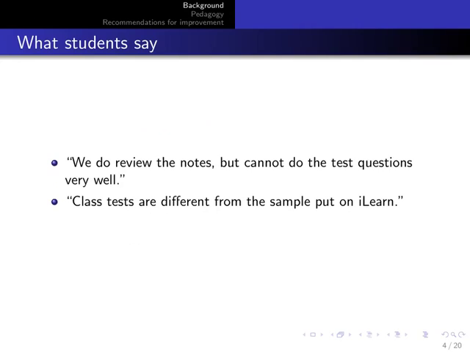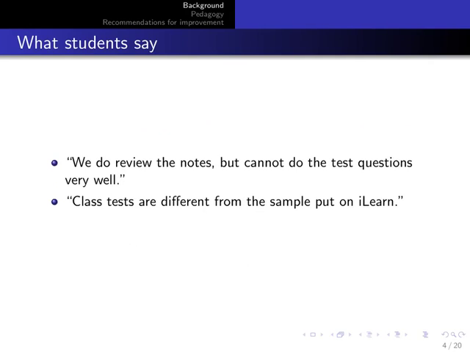Well, for example, one says: we do review the notes, but cannot do the test questions very well. So this student is telling me that he did everything he could, everything he was requested to do, but still the outcome is not positive. So obviously he thinks the fault is not his, and probably he is right. Where is the problem here? This is the first question.